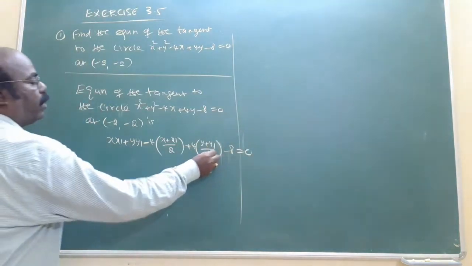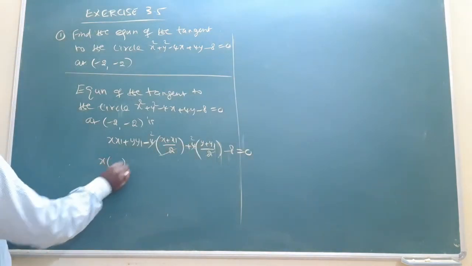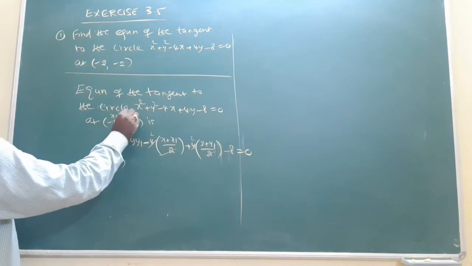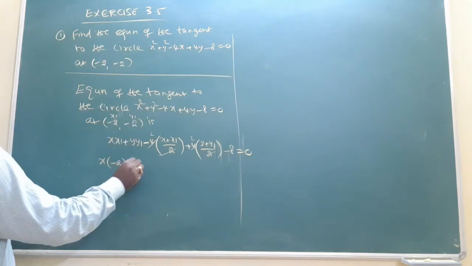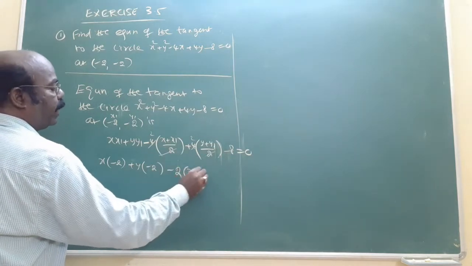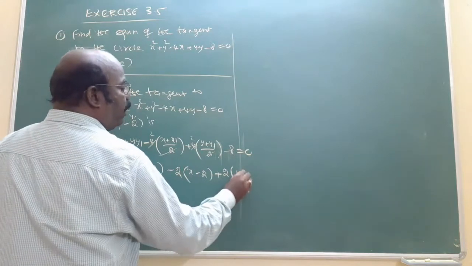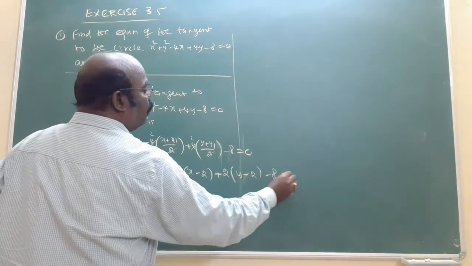Now you cancel one time, two times. This point is (x1, y1) equal to (-2, -2). So x into minus 2 plus y into minus 2, minus 2 into (x minus 2), plus 2 into (y minus 2), minus 8 equal to 0. Am I right?